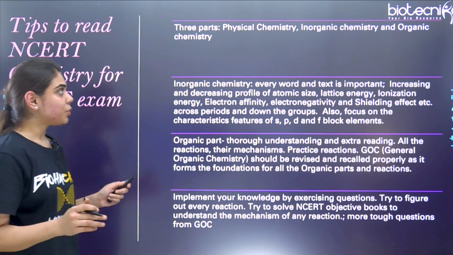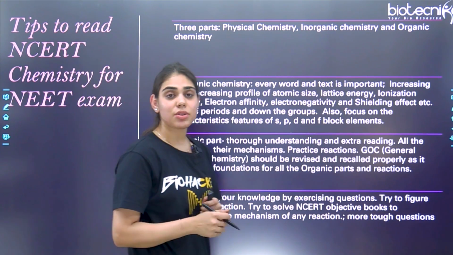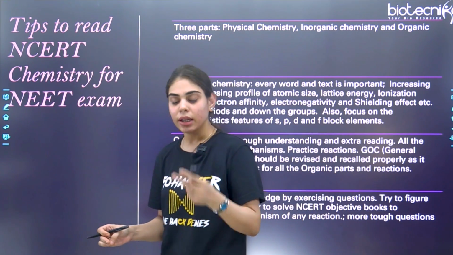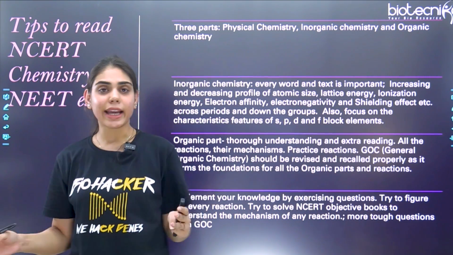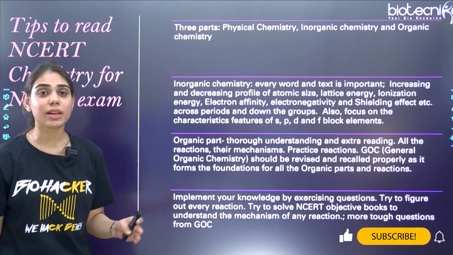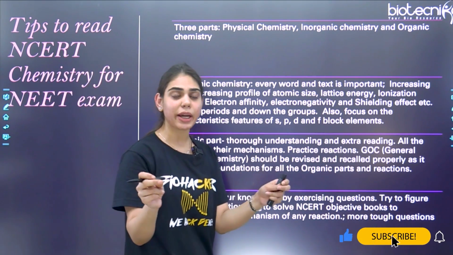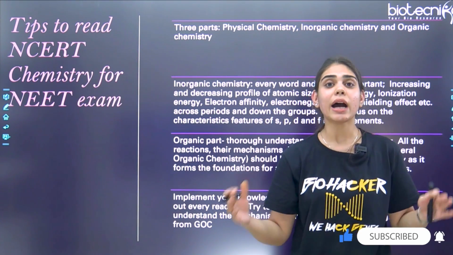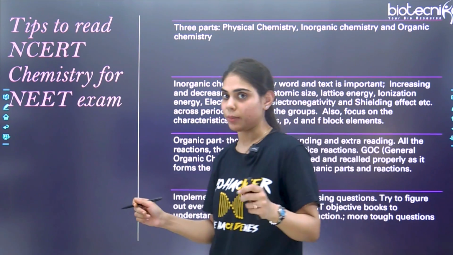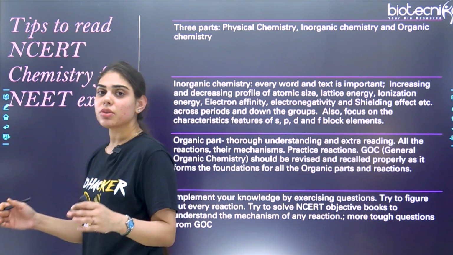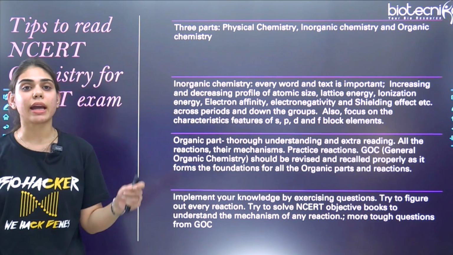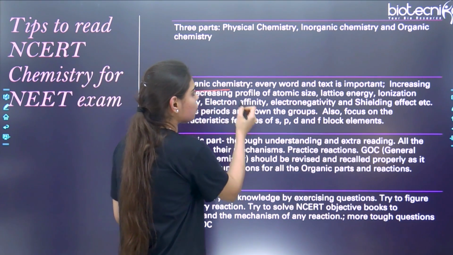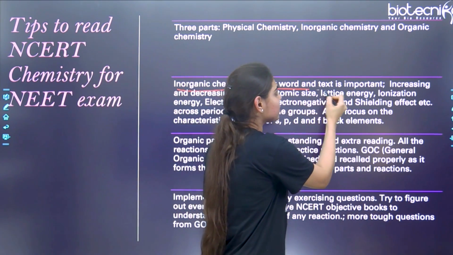Now, what is a tip to study chemistry? So under chemistry, if you see, you have three parts. The first part is physical chemistry, then inorganic chemistry, and organic chemistry. So now let us understand how you can deal with each part one by one. So firstly, we'll understand how to deal with inorganic chemistry. So if you see inorganic chemistry, it deals with elements and molecules. So what you are going to do here, under inorganic chemistry, every word and text is important.